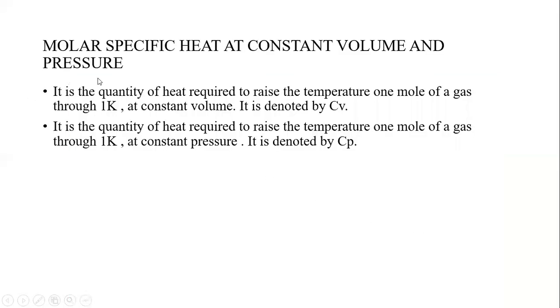We have two types of molar specific heats. One is at constant volume and the other one is at constant pressure. So the quantity of heat required to raise the temperature of 1 mole of a gas through 1 Kelvin at constant volume can be represented as Cv. On the other hand, the quantity of heat required to raise the temperature of 1 mole of a gas by 1 Kelvin at constant pressure is denoted by Cp. So Cv denotes molar specific heat at constant volume, and Cp represents molar specific heat at constant pressure.